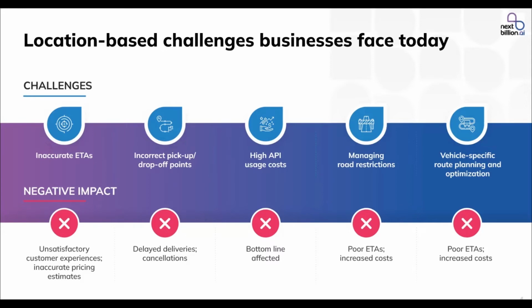So once we extend this to businesses, right? So these inefficient API and map data, they combine to give a huge negative impact to businesses. You will have high API costs, which lead eventually to inaccurate pricing, cancellations, delayed deliveries, unsatisfactory customer experience. What it does to businesses is that it affects your bottom line. You are increasing your costs and effectively you are decreasing your revenue with the cancelled, delayed deliveries or cancellations, right?